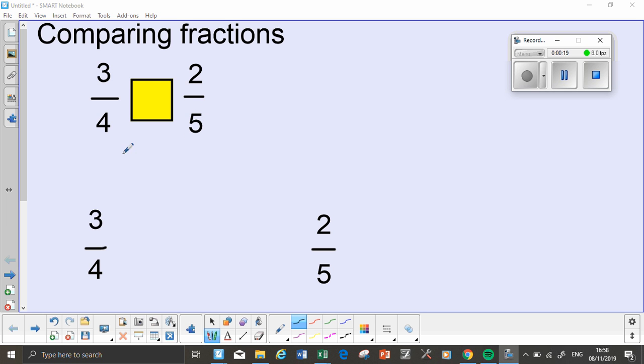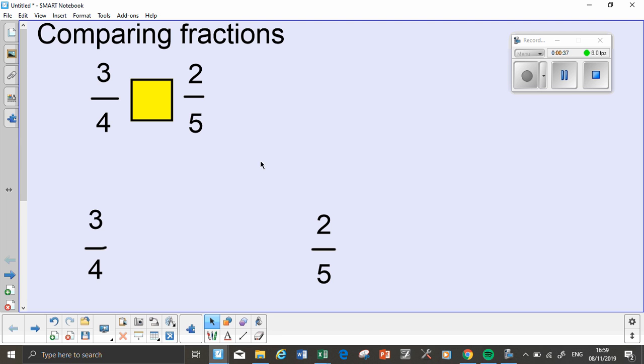So you can see with my fractions, this one's got a denominator of 4, so it's in quarters. This one's got a denominator of 5, so it's in fifths. So currently it's not easy to compare these numbers because they have different denominators. So we have to find their lowest common denominator.